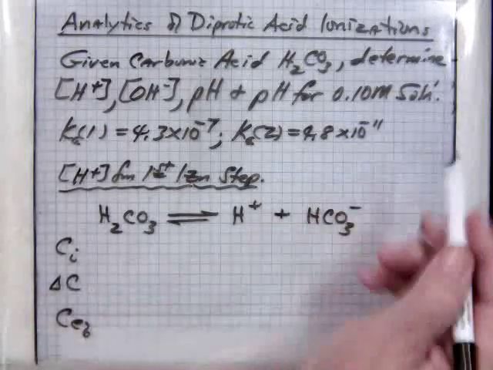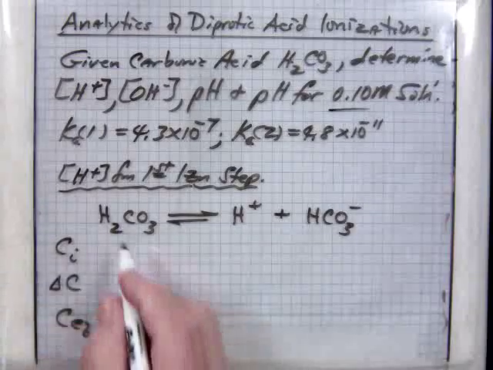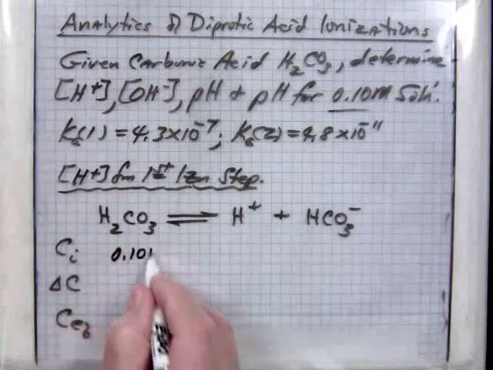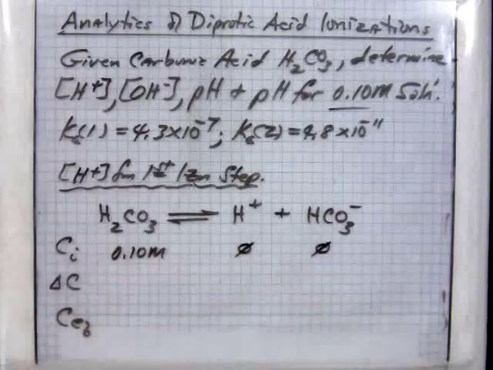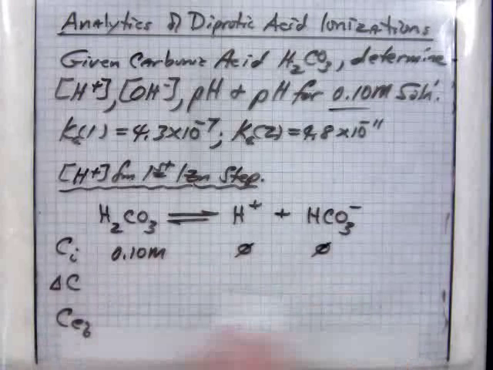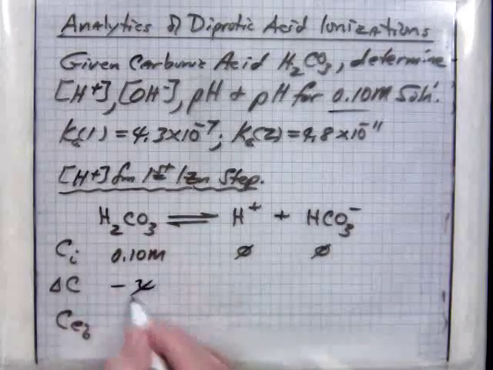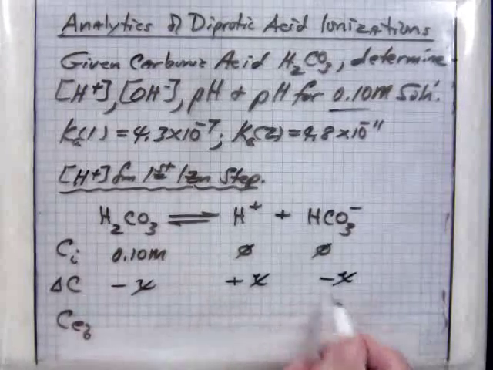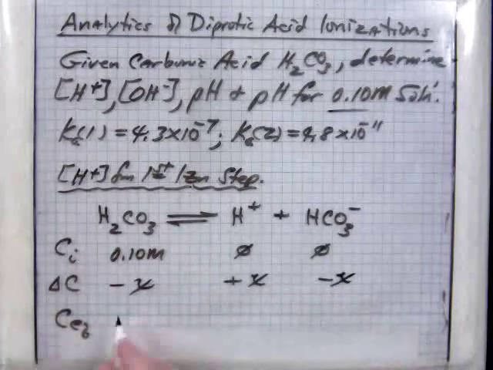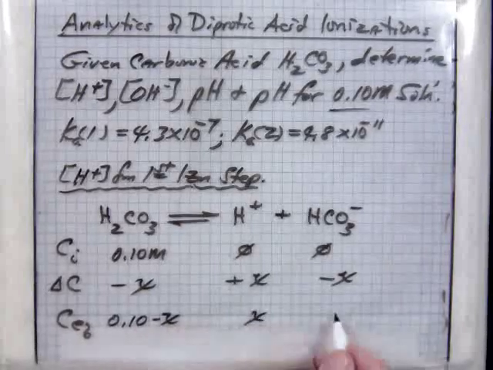So indicating a 0.1 molar solution to start, and 0 and 0 as we have in the past. The ionization would reduce the concentration of the carbonic acid by X and increase the hydronium by X and the bicarbonate by X, leading to 0.10 minus X, X, and X.